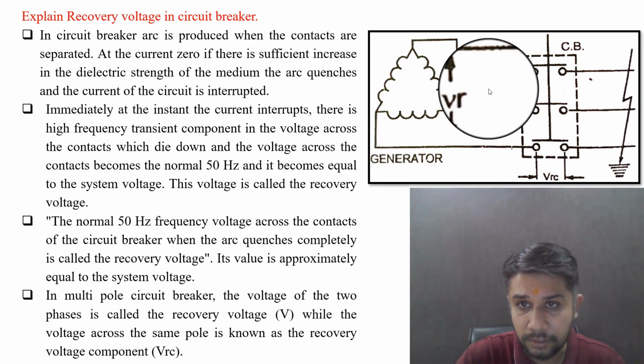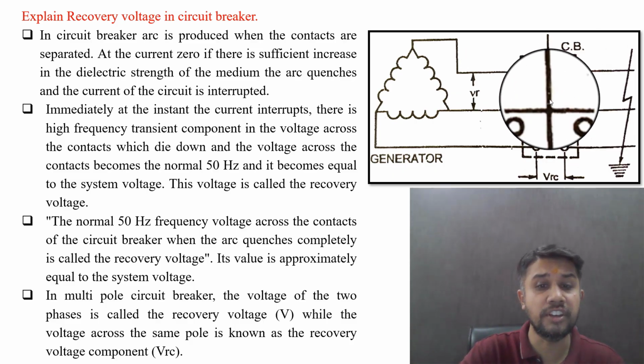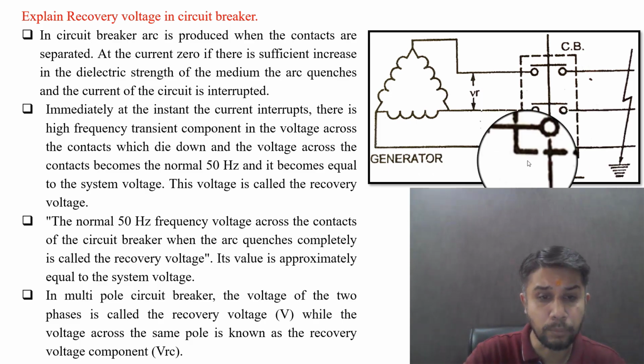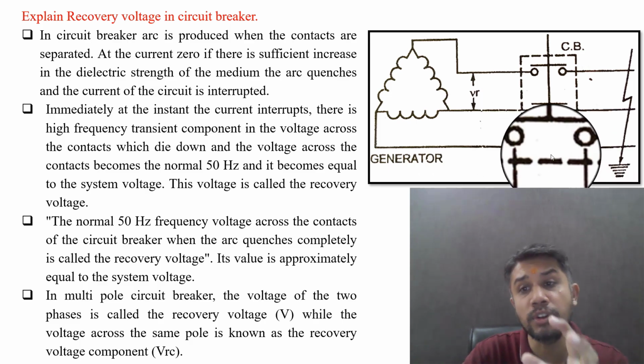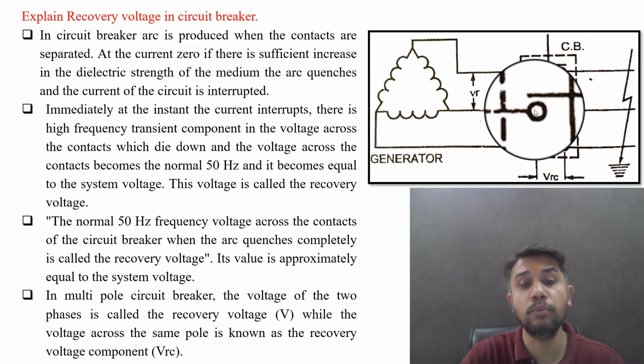In a multi-pole circuit breaker, the voltage across the two phases is called the recovery voltage VR. Here you can see this VR. This voltage across the two phases is called the recovery voltage, while the voltage across the same pole is known as the recovery voltage component VRC for the multi-pole circuit breaker. So this is how the recovery voltage in a circuit breaker can be explained.